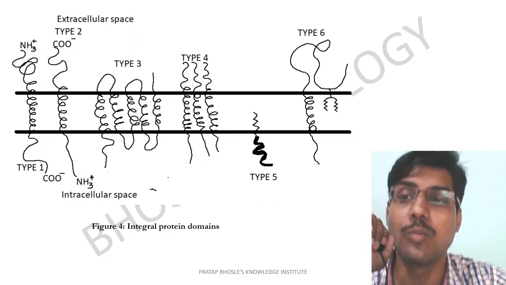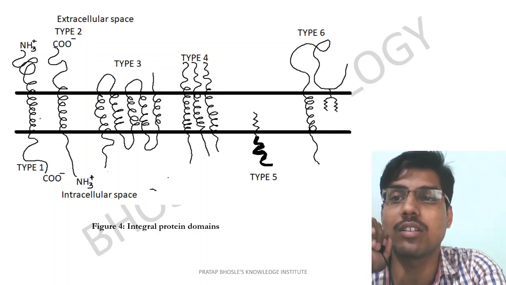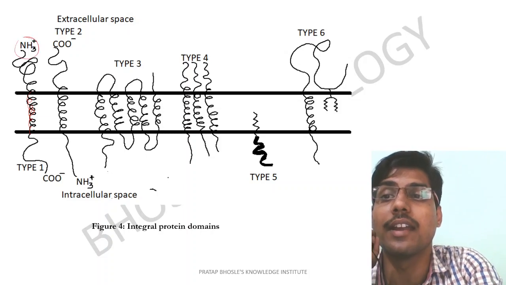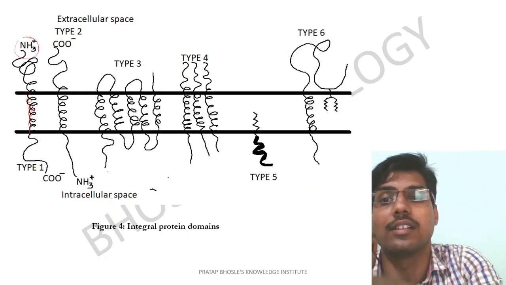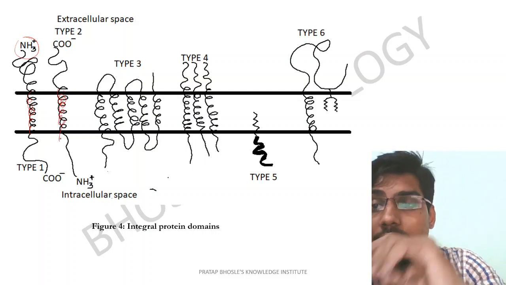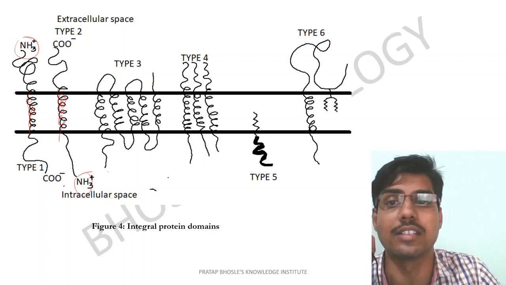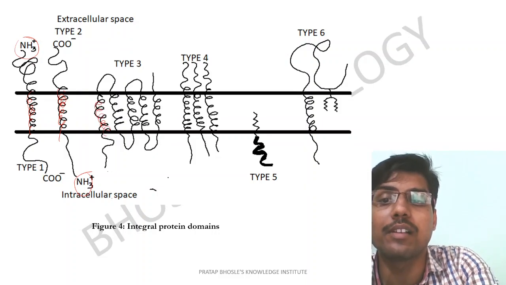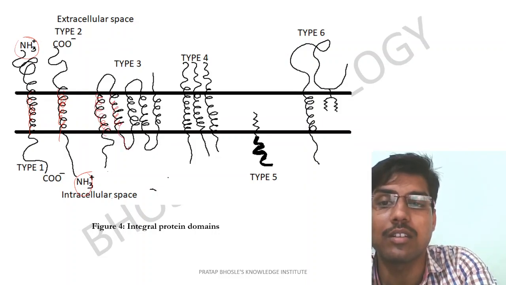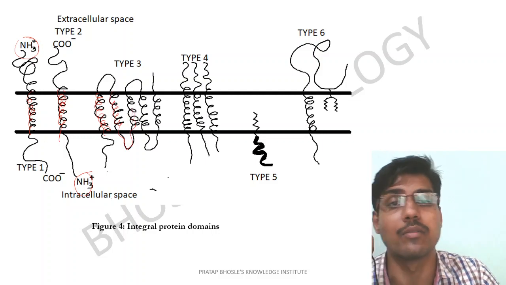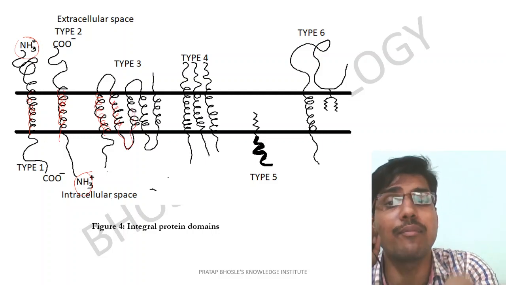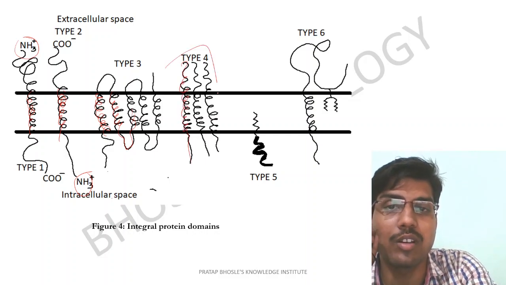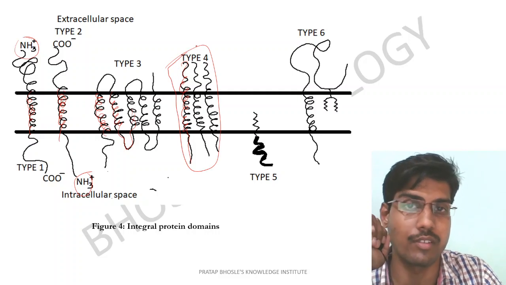So what are these domains? The first type is what, single alpha helix, but NH3 domain is outside the cell. This is also a second type, single alpha helix, but the NH3 domain is inside the cell. Type third में क्या है? It has multiple alpha helical structures, okay, which are spanning through this transmembrane for single protein. But in type 4 there are different individual alpha helix structures which come in contact with each other and form one domain. This is type 4.